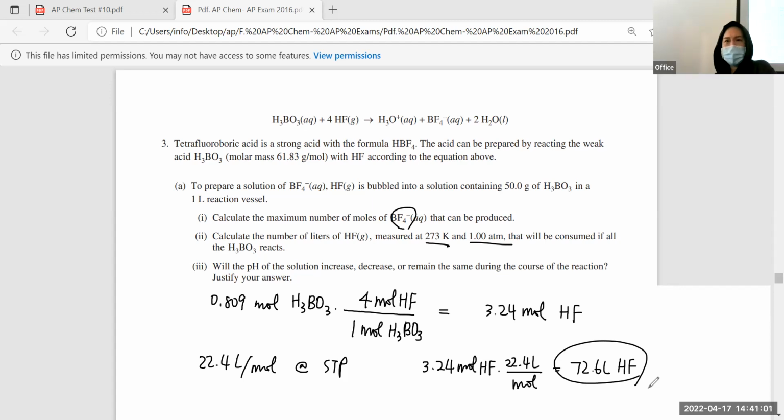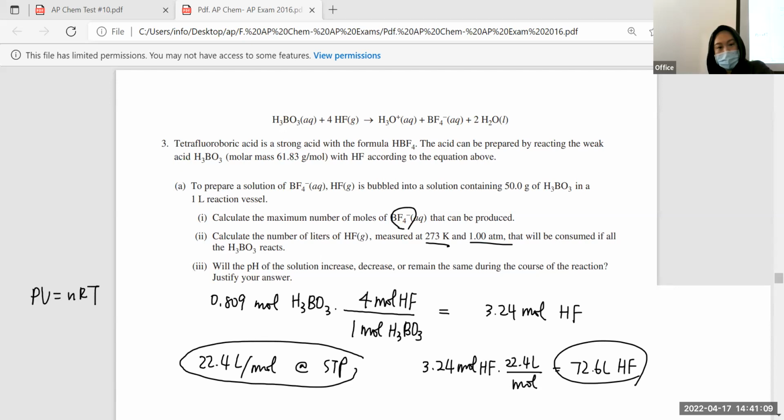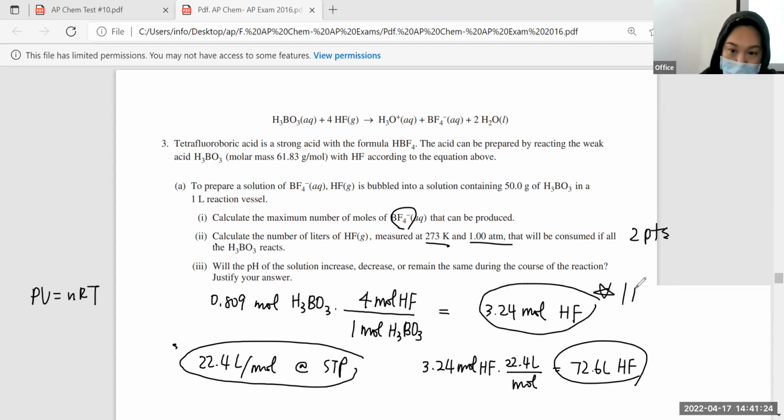Or you could just plug it into PV equals nRT, your ideal gas law. Doesn't matter. You should get the same answer. This is a shortcut. Okay. So 2 points for this one: 1 point is for finding the correct value of HF, and then 1 point for your answer.